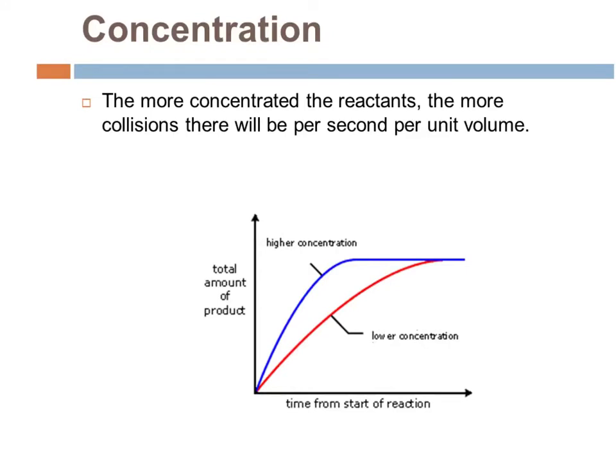The third one, concentration, we've seen that this already affects the rate of reaction. If we're talking about it just in terms of a factor, the more concentrated the reactants, the more collisions there will be per second per unit volume. If we're looking at our concentration versus time graphs then, the lower concentration would have the lower graph, and higher concentration would have a steeper graph.